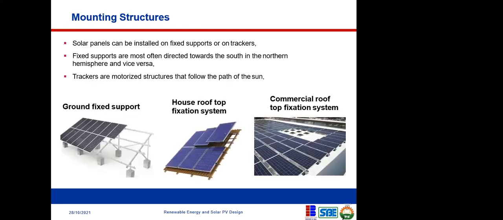So let's talk about mounting structures. Still on mounting structures. Solar panels can be installed on fixed support or on a tracker. Now, you know that the sun does not stay in one place. The sun moves. It rises in the east and sets in the west. Now, if you do your solar PV installation facing the east, for example, when the sun has risen and it's about setting, it's going to be backing the sun, right? It might not be able to capture enough energy from the sun.